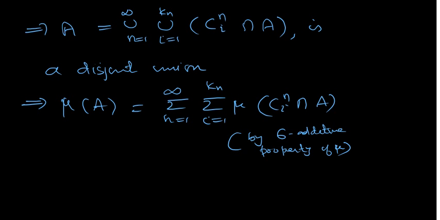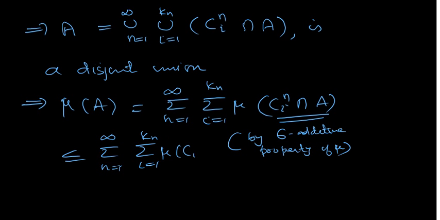And this one it's less or equal to because Cin intersection A is subset of Cin, है ना, ये subset है Cin का, so it's less or equal to summation n runs from 1 to infinity, summation i runs from 1 to kn, mu of Cin. And these Cin they are disjoint.